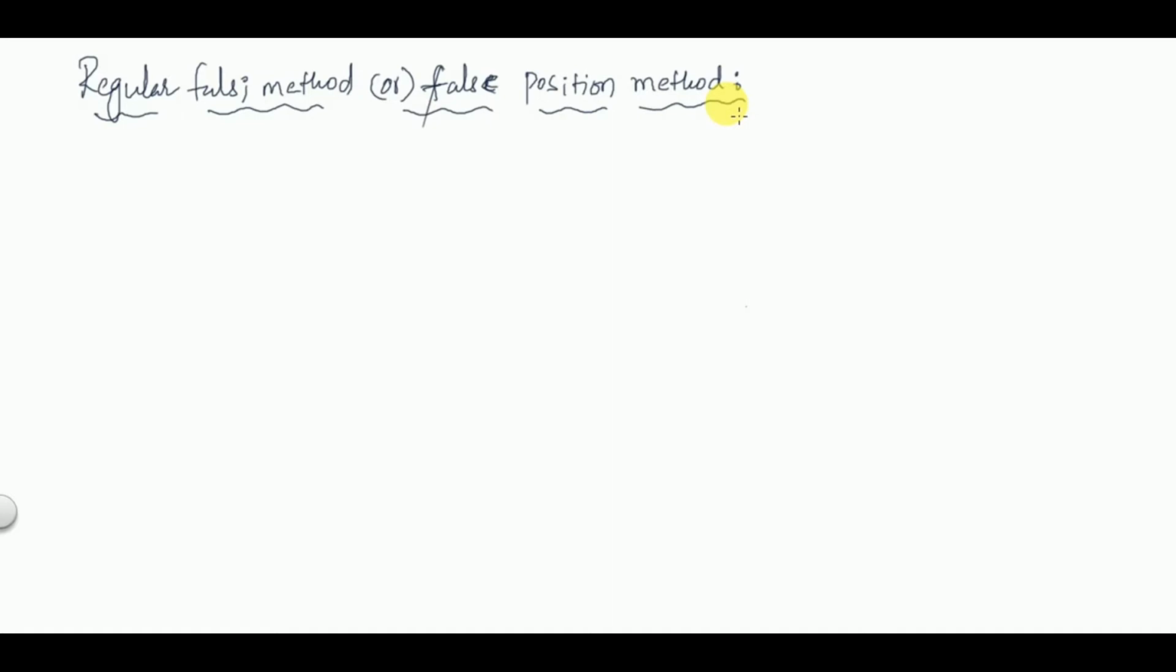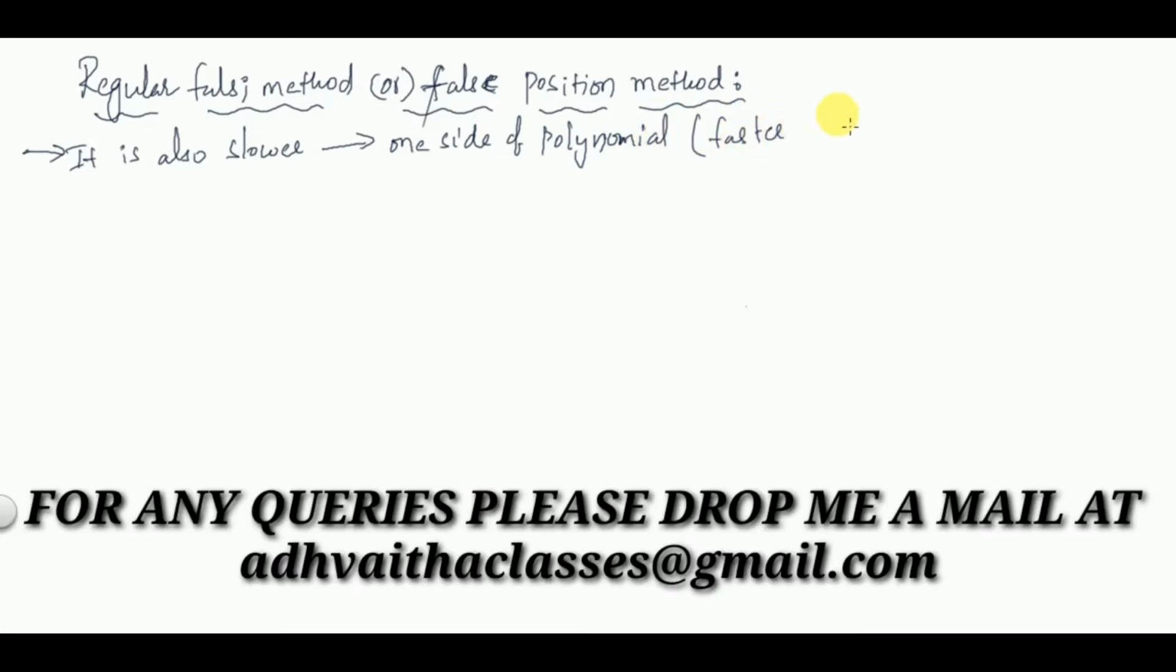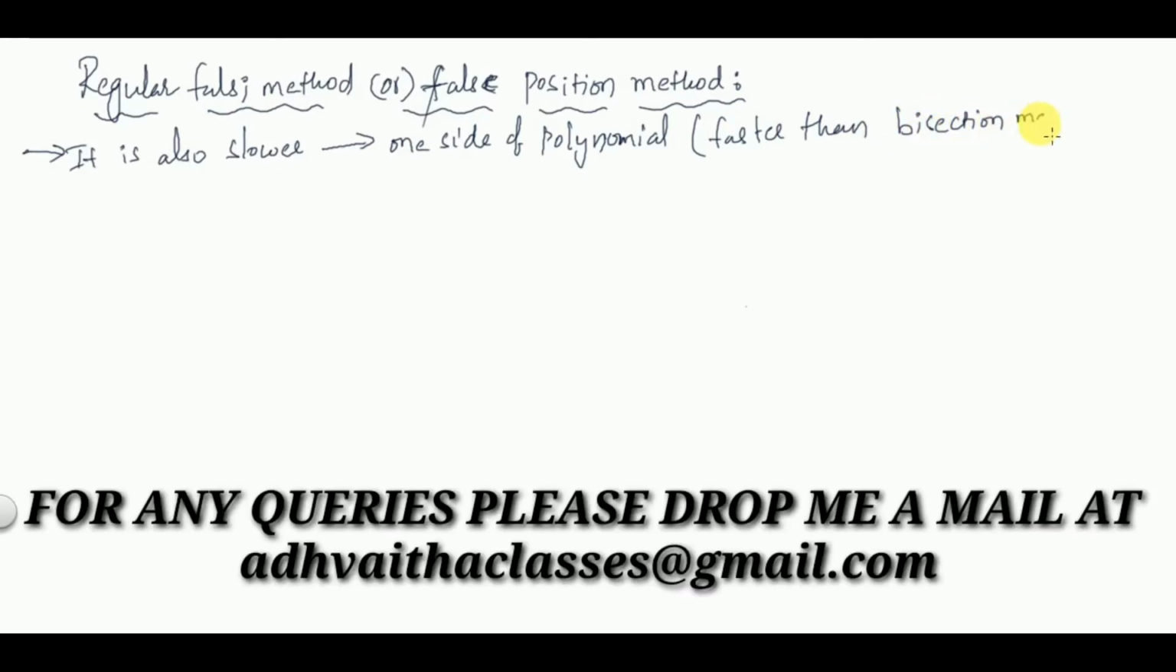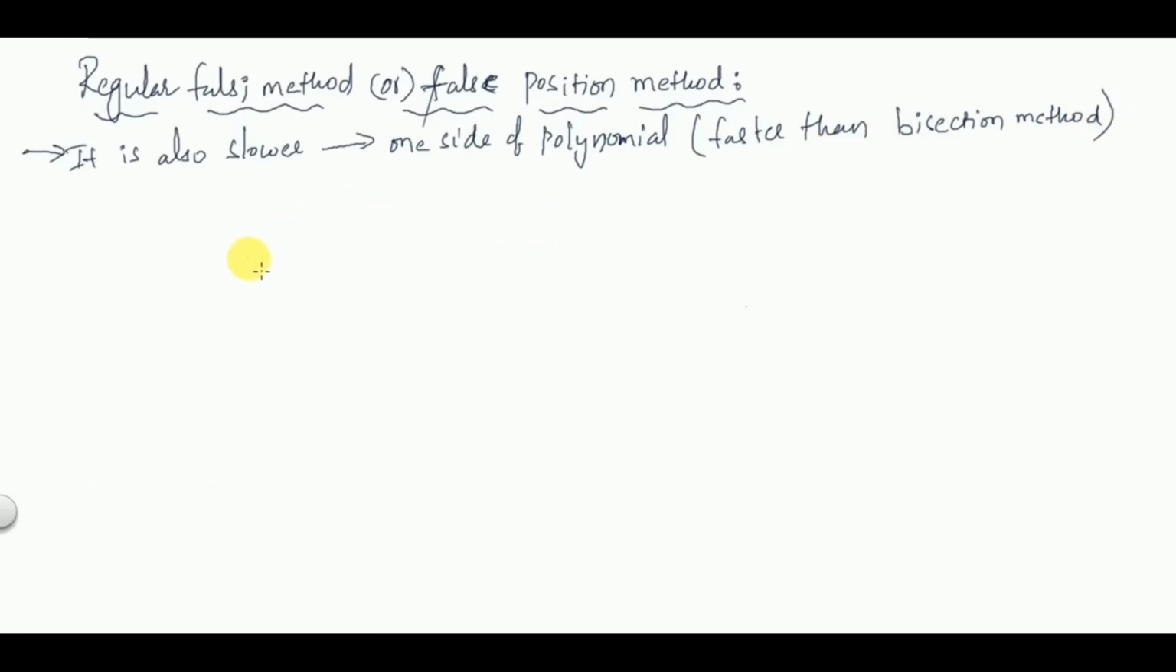Right, regula falsi method, so it is also a slower method. Okay, it is slower because we are reaching the true value on one side of the polynomial. But it is faster than the bisection method. Faster than the bisection method, but still it is slower.